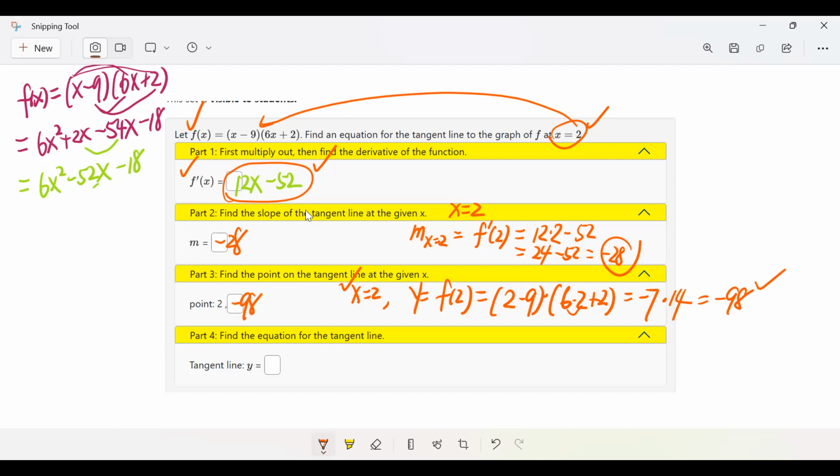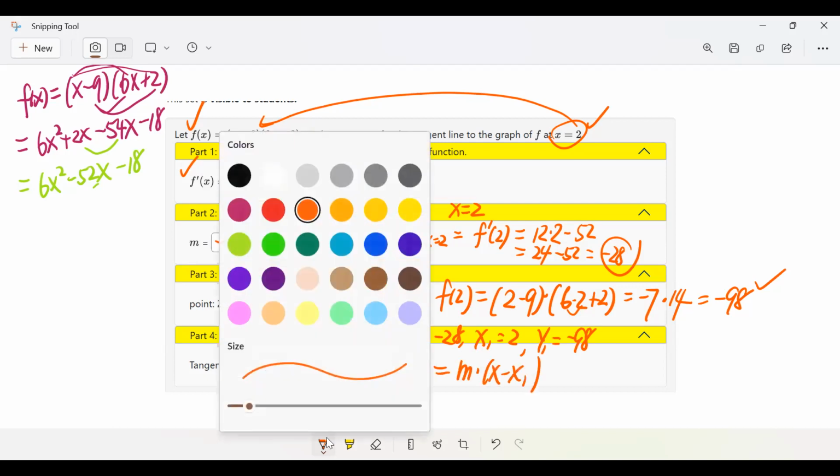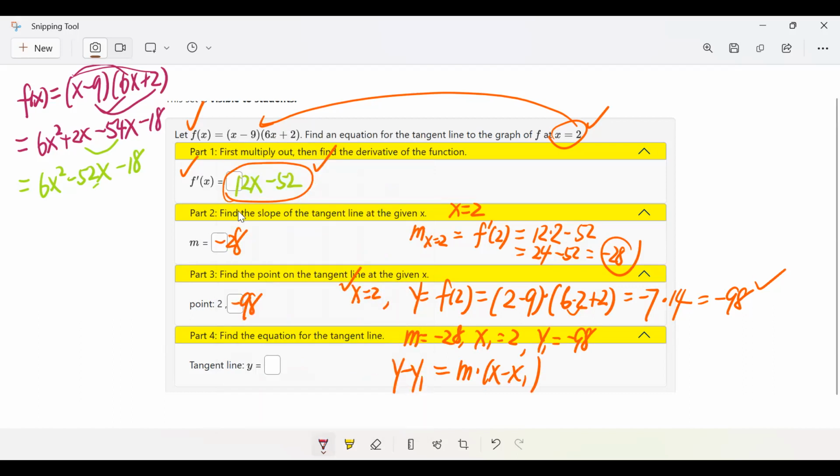So that takes care of part 3. Part 4 is using the point slope formula. Again, we know the slope now. It's minus 28. X1, that's 2. Y1, that's negative 98. I'll go back to the point slope formula. Okay, and then we throw in all 3 numbers, right? So simplify: y minus negative 98 equals the slope, which is now minus 28.